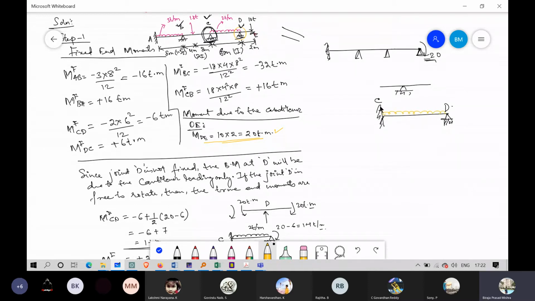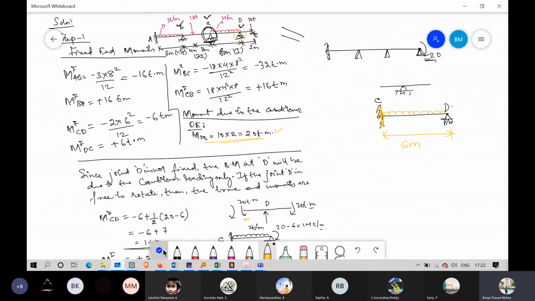Now since this is a fixed end, there will definitely be a moment across this end, right? Am I correct? Yes, sir. Okay, so what will be the movement here? How much movement will be there? This is given as 6 meters. So how much movement will be there at this point, at this junction? Here will be, yes, definitely 6.